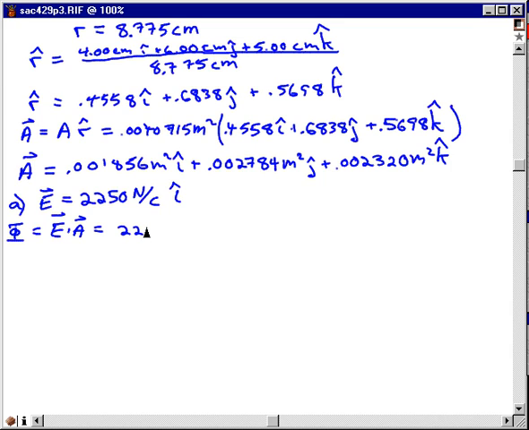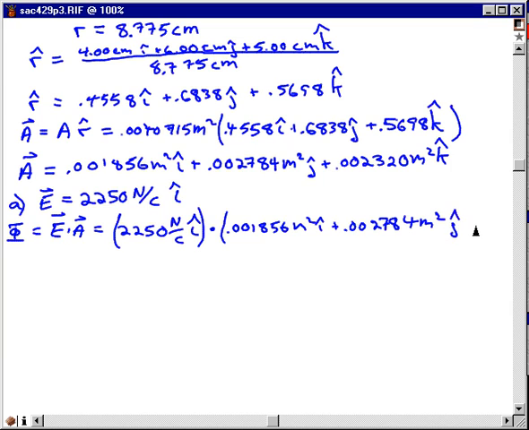which is the E vector, 2250 newtons per coulomb, dotted into the area vector, which we found to be 0.001856 meters squared times I plus 0.002784 meters squared times J plus 0.002320 meters squared times K.